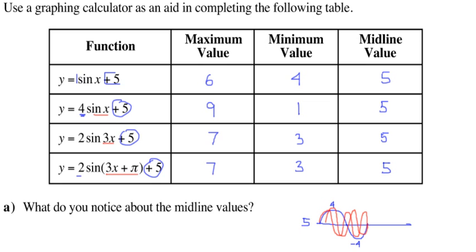So for the function, does the midline value depend on... What does it depend on? The midline value depends on d. It is d. And it depends on none of these other things. So does the midline value depend on A, B, or C? Nope.